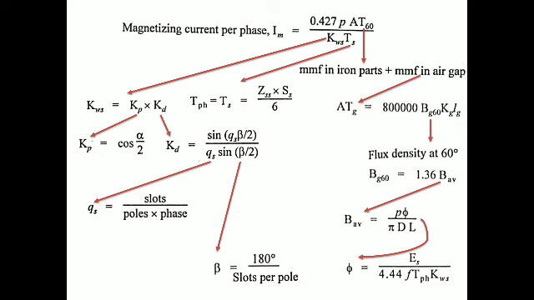Slots and poles are also there in the given data. So by dividing this with 180 degrees, you can find the beta. So that's all, people. Now you can gather all the information. The first step is nothing but you have to find the beta.